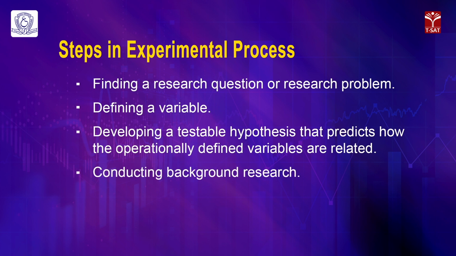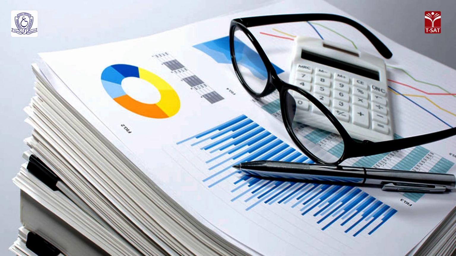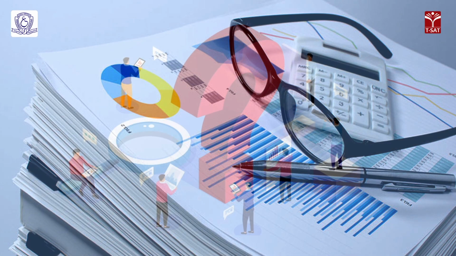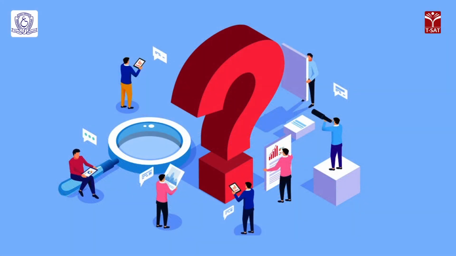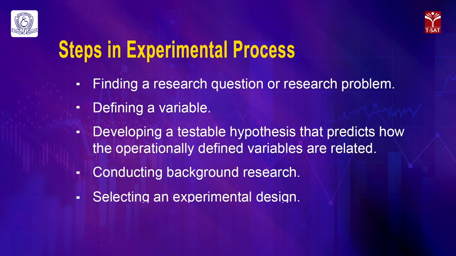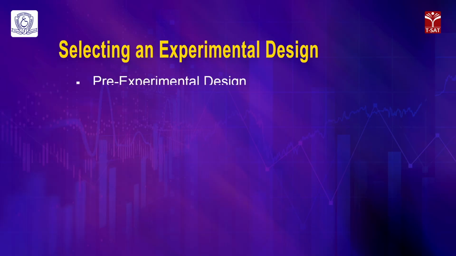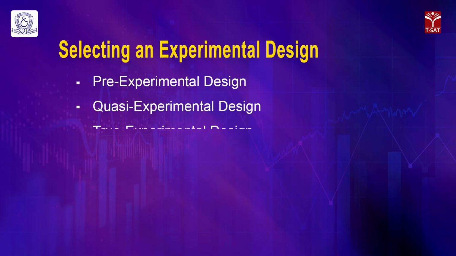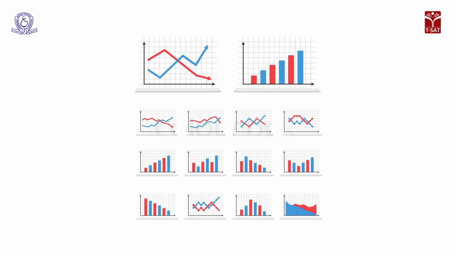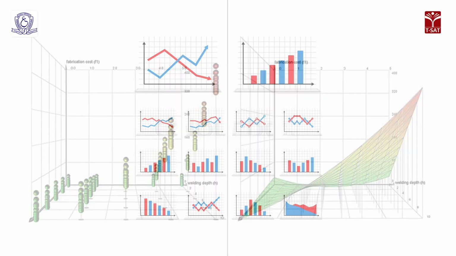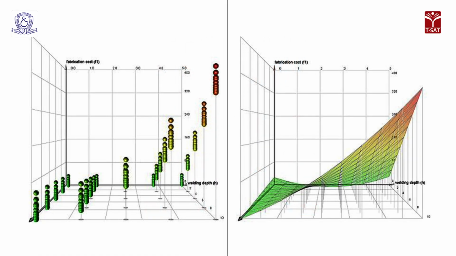Next, conducting background research. Going through journals, articles, etc. will be providing us information about what questions have been answered and what needs to be answered. Selecting an experimental design, the next step is to select one that suits the study. There are three types of design that we can choose from, namely pre-experimental, quasi-experimental and true experimental design. Each design has its pros and cons, and we must select the one that suits our research the best.